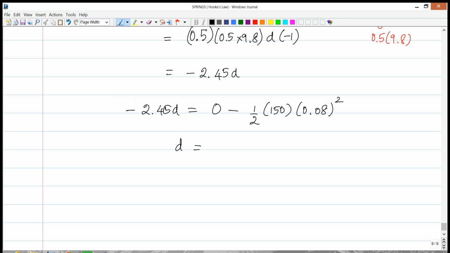You can go ahead, calculate the value of d, and make sure that you get the correct answer. If you do it all correctly, you'll end up getting, for the distance traveled, 0.196 meters. So that's our answer. Alright, in the next video we'll look at something more involved.